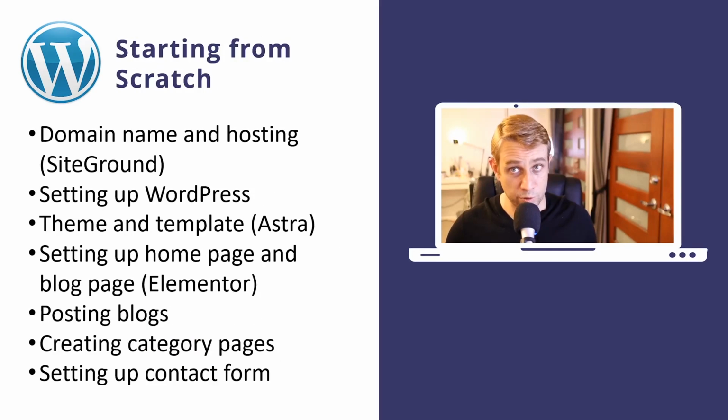So we are starting completely from scratch. So we're starting from getting a domain and hosting set up straight away from SiteGround. And then we set up WordPress. We set up our theme and template using the free version of Astra. We set up the homepage and edit our blog pages using the free version of Elementor. We start posting blogs and we create category pages for our blogs. And we also set up our contact form. So that's the basic overview.